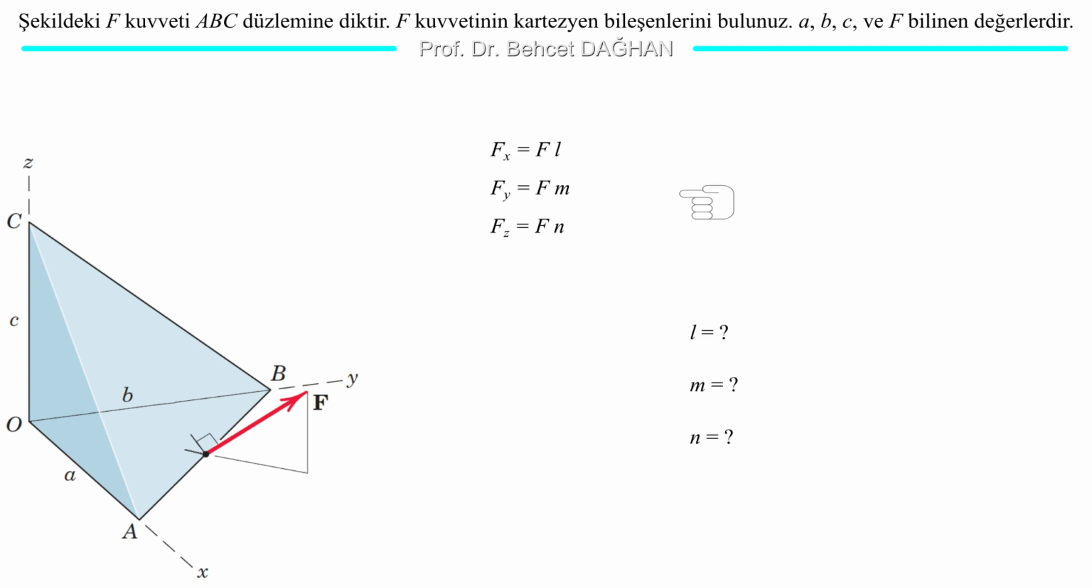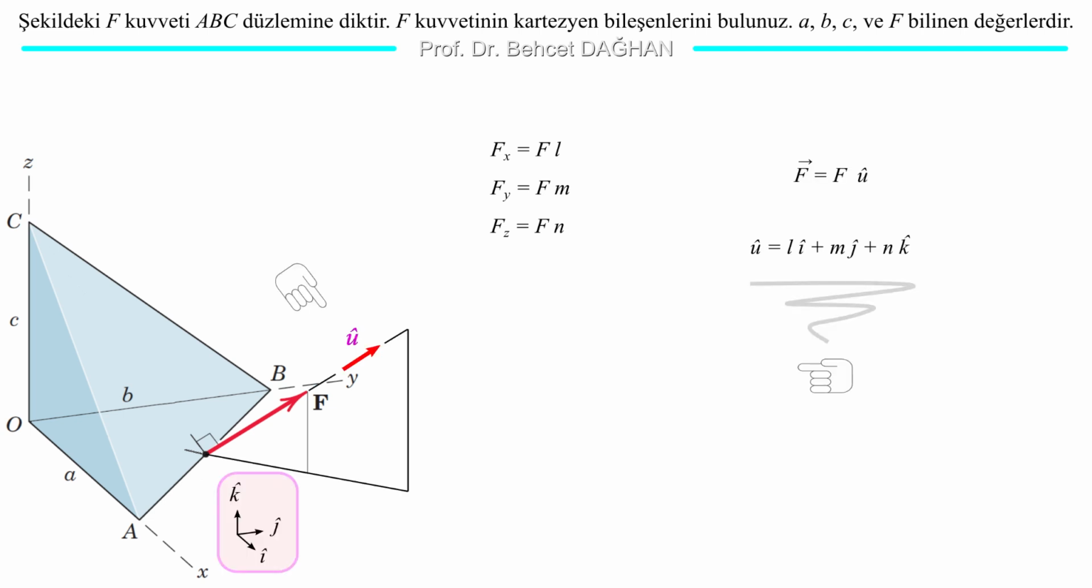To find these unknowns, let's use the following formulas. The x component of F equals F multiplied by L, the y component of F equals F multiplied by M, the z component of F equals F multiplied by N. So, L, M, and N are the direction cosines. F is given. If we find the direction cosines, we will have found the values we are looking for. So let's find the direction cosines.